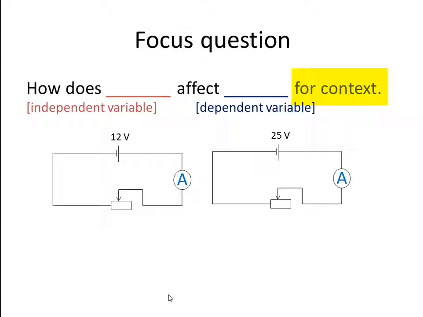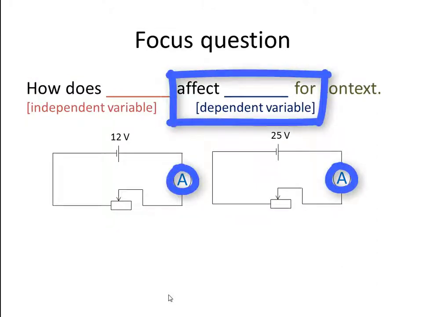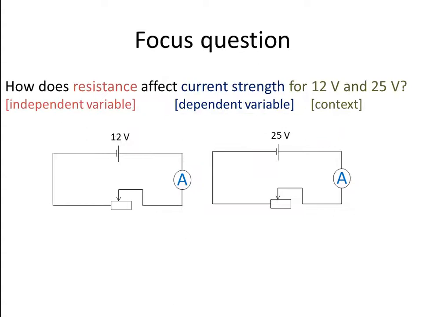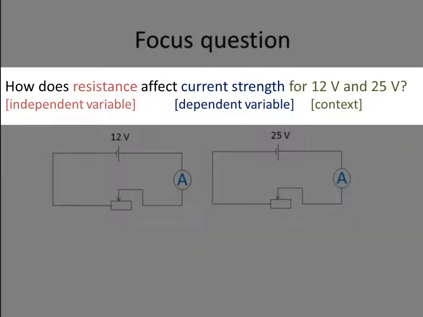So our context is going to be series circuits with 12 volt and 25 volt batteries. But the thing that we are going to change is the value of the resistance inside the circuit. So that is going to be our independent variable. And then we're going to see how that affects the current strength, which we're going to measure with the ammeter. So this is our focus question. How does resistance affect current strength for 12 volt and 25 volt circuits?